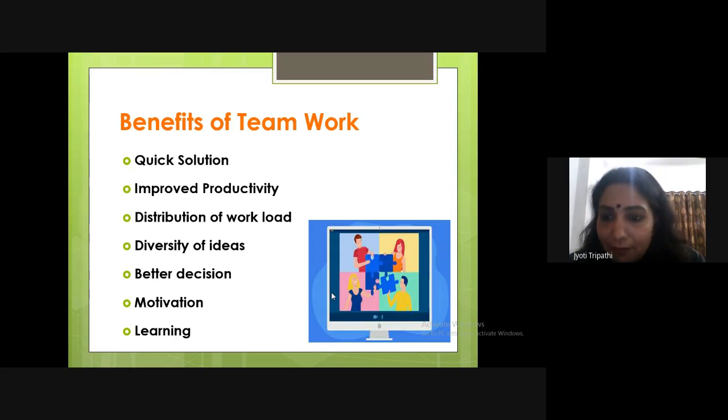Motivation and learning. So yes, people feel more motivated to work on other projects, and it's a great learning experience when we are part of a good team. Yes, ma'am.